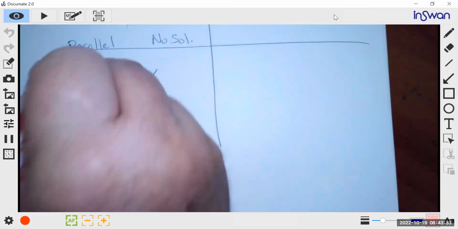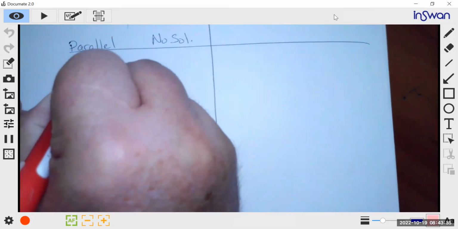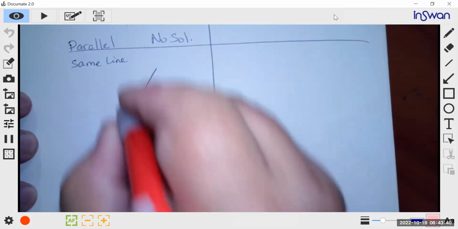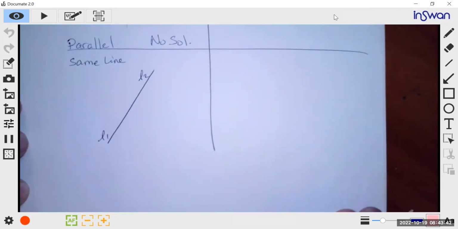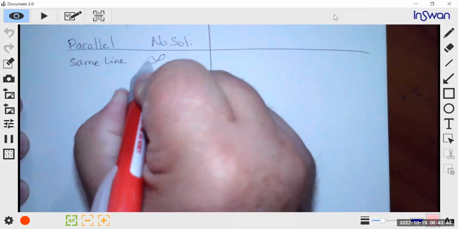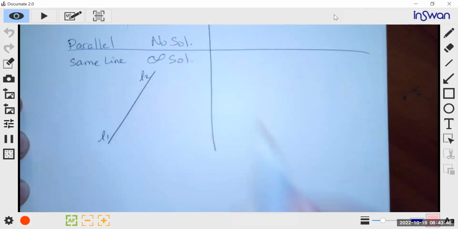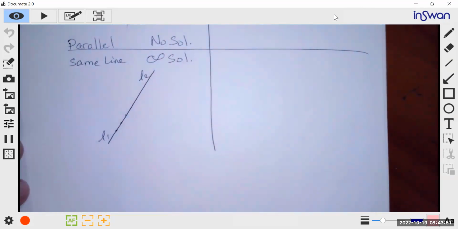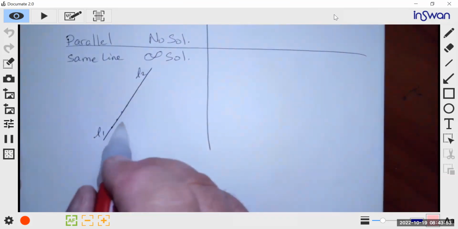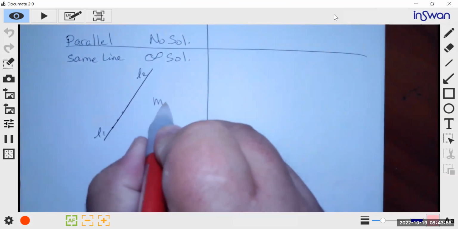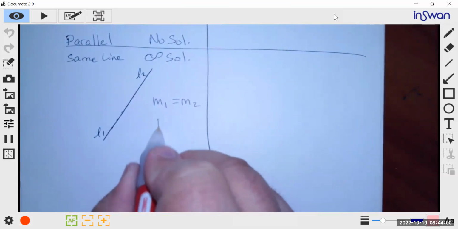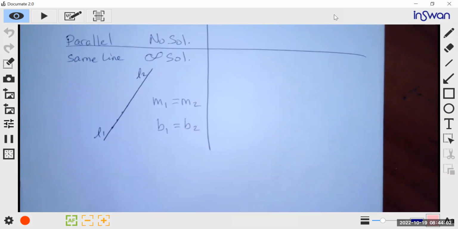If they're the same line, if line 1 and line 2 are the same, then they have infinite solutions. Every point is a solution. If it's the same line, what has to be true? The slopes have to be the same, and the y-intercepts have to be the same. Because they're the same line. They have to have everything the same.